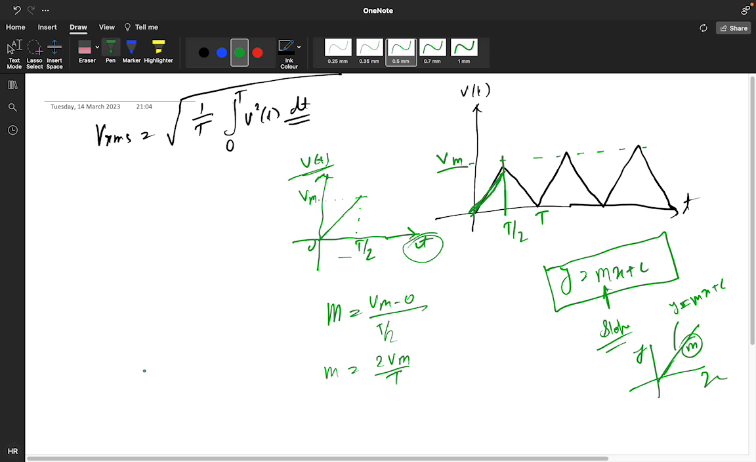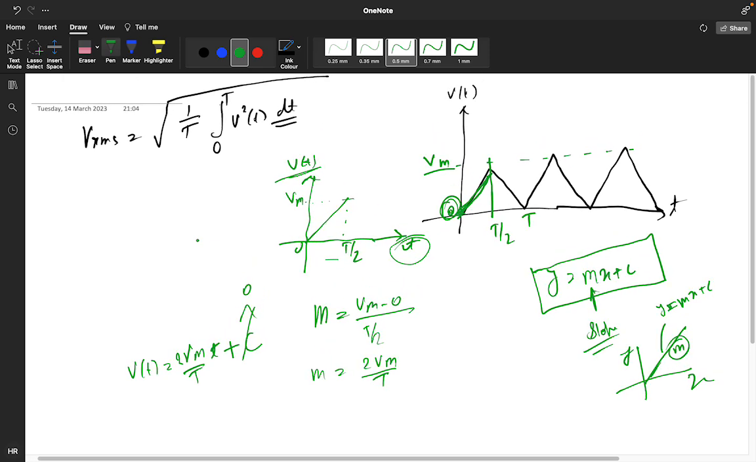So you will put the equation v of t is nothing but y equals mx plus c. So 2 Vm by T into t plus c, and c is 0 because it is intercepting at the 0 point. So you got the equation of v of t.